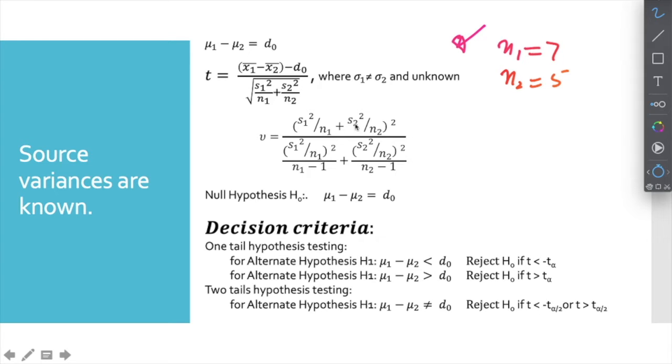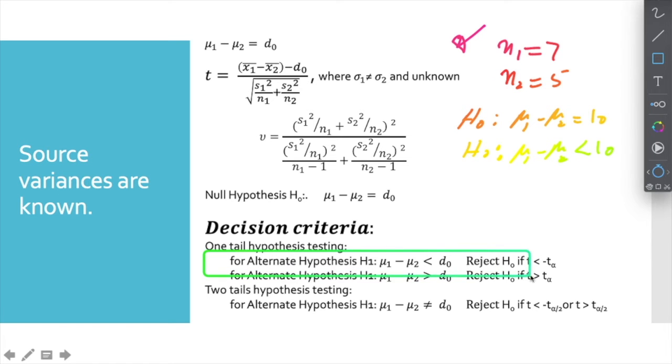S1, X1 bar all will be changed, and we have to test the null hypothesis H0: mu1 minus mu2 equal to 10, against mu1 minus mu2 less than 10. Now here the second is the first sample, and the first is the second sample. We have to swap them, then only we can perform this hypothesis testing, which is a one-tail hypothesis test.